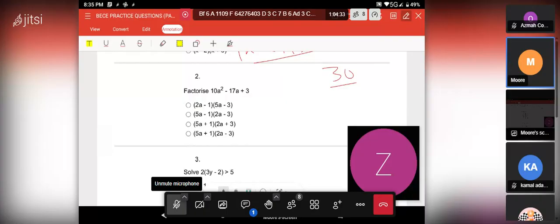Somebody, yes? Wait, how do you say? That shows you are not listening to me. Now listen, what are the factors of 30 that when we add the two of them, it will give us minus 17, that is minus 17 in the middle, and when we multiply, it will give us plus 30?